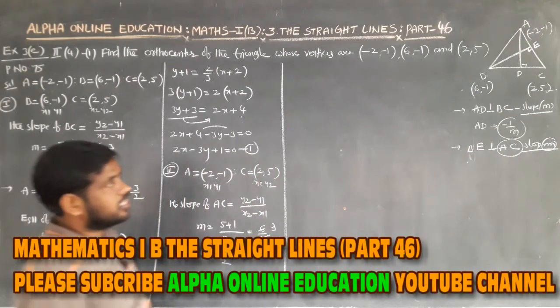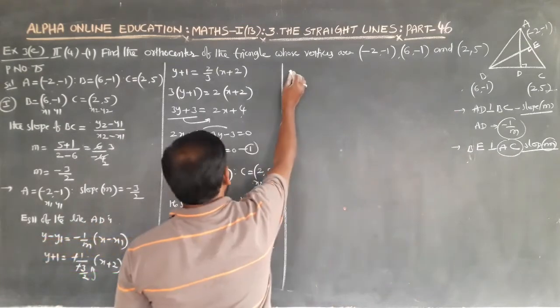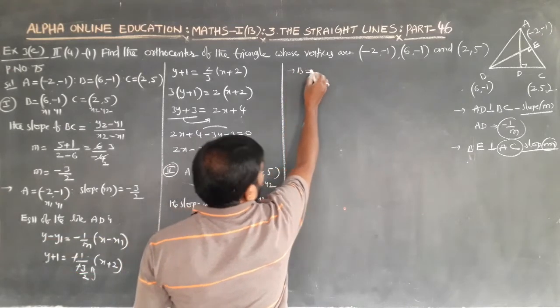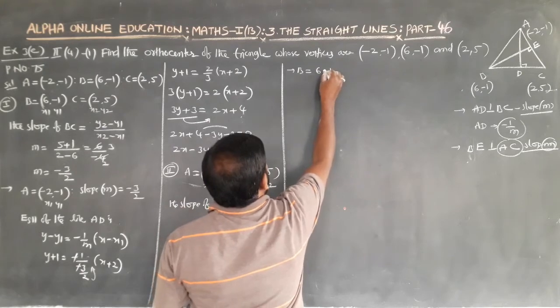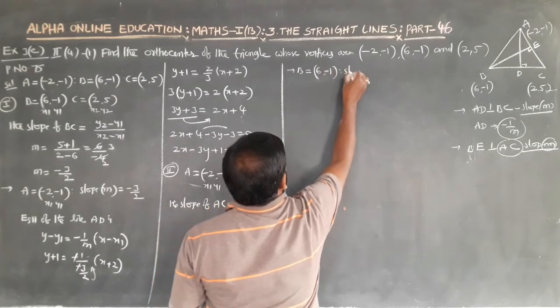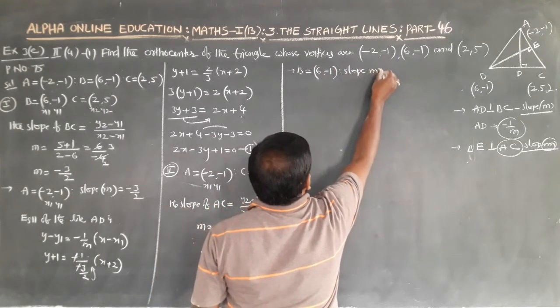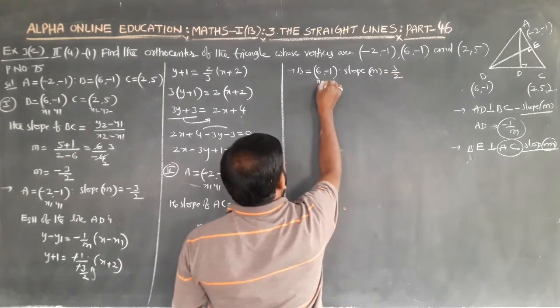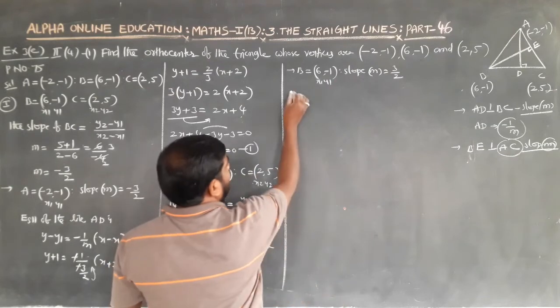Find the equation of BE. Equation of BE. B point 6 comma minus 1, slope M is equal to 3 by 2. Let the point be x1 y1.